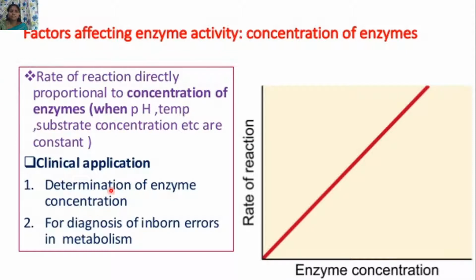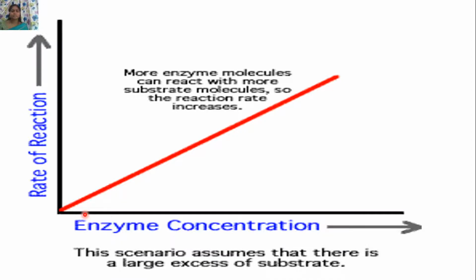The enzyme concentration can have a clinical application in the determination of enzyme concentration and also in the diagnosis of some inborn errors of metabolism. Enzyme concentration is calculated in clinical applications. This is how the rate of the reaction increases: more enzyme molecules can react with more substrate molecules, so the reaction rate increases.